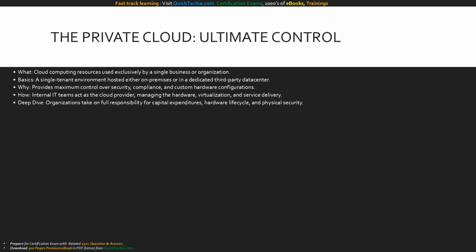Our deep dive here is about responsibility. Unlike the public cloud, running a private cloud means you are entirely on the hook for capital expenditures, replacing aging servers, and maintaining the physical security of the facility.